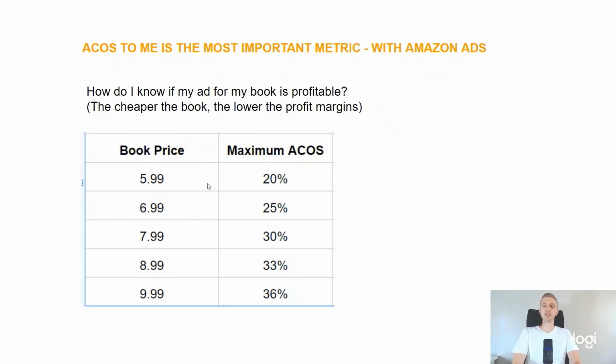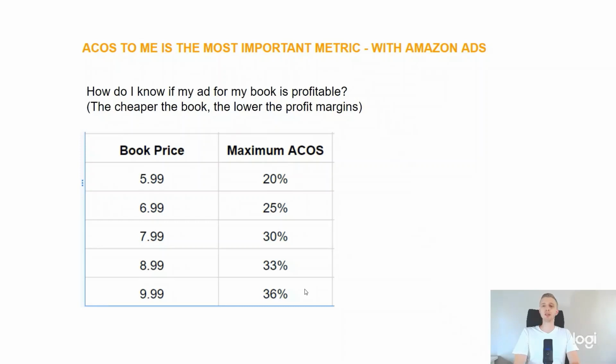I've made this chart here that you can just write down or copy or screenshot, where you can see what ACoS percentage you want to be below for you to be break even or profitable. So if your book is $5.99, your campaign should not be over 20%, otherwise you're going to be losing money. If your book is $6.99, you should manage your ads to be below 25%. If your book is $7.99, then your ACoS should be below 30% to be profitable. If your book is $8.99, you should be below 33%. And if your book is $9.99, you should be below 36%.